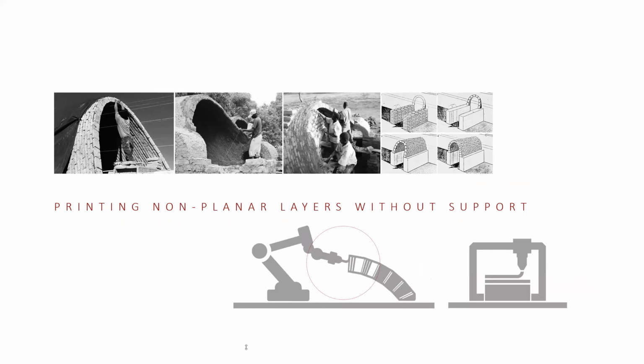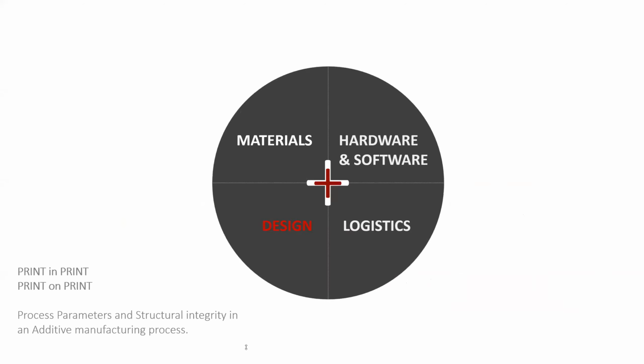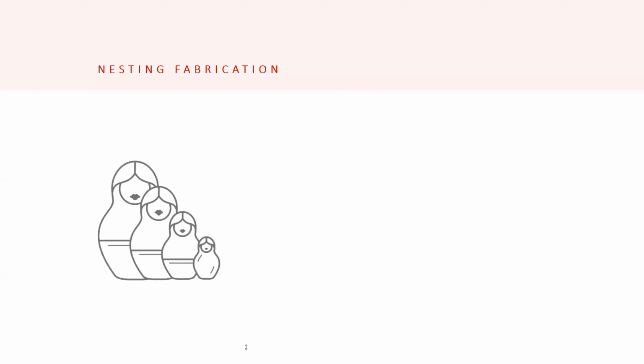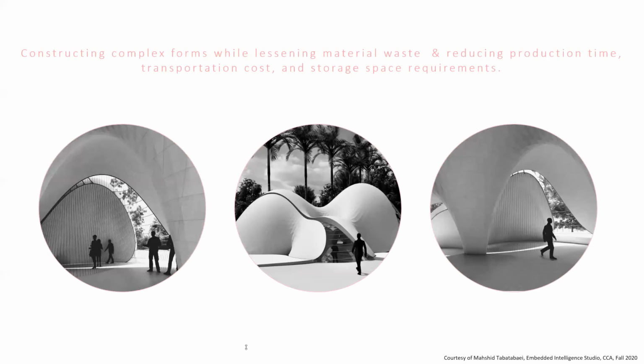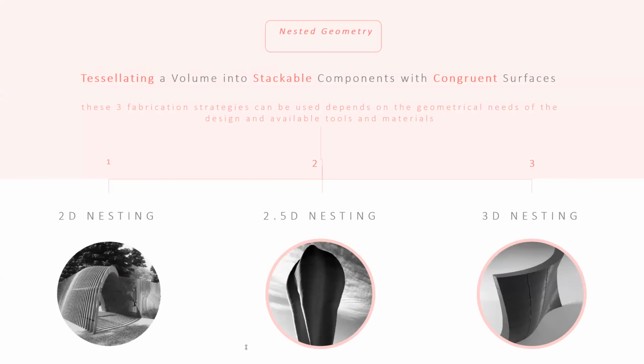Mehdi's research was dealing with that, and he shared a lot of it, and I'm going to cover some part of that as well. In the design process, we were working on two techniques, print in print and print on print, and we developed a fabrication technique called nesting. The goal was how we can construct complex forms with less material waste and lower production, transportation costs, and storage. So there are these three techniques that I'm going to briefly talk about.